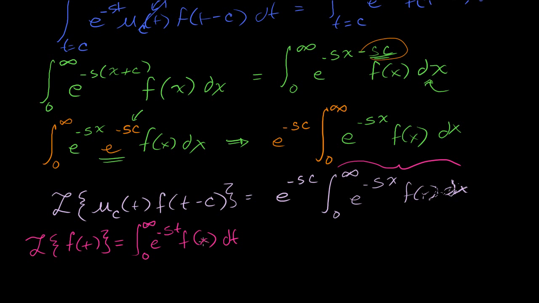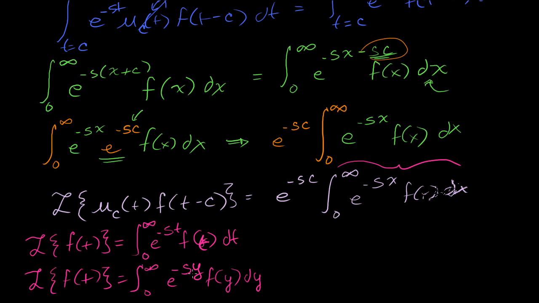But this is f of t. This is f of t. e to the minus st times f of t dt. I could have also rewritten the Laplace transform of f of t as the integral from 0 to infinity of e to the minus sy times f of y dy. I could do it with anything because this is a definite integral. The y's are going to disappear. And we've seen that. All you're left with is a function of s. This ends up being some capital function of s.